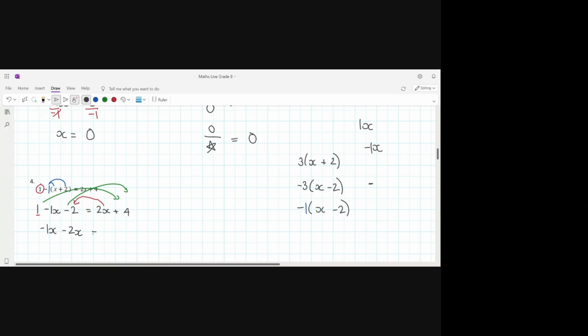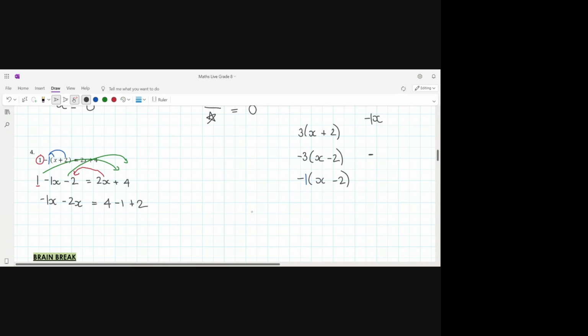Lovely. What do I now have on the other side? I've got 4 minus 1 plus 2. Good. Beautiful. Add for me, please, my darling. And then, ma'am, we are going to solve the equation, which is negative 1 minus 2, which is going to be negative 3x, is equal to 5. Good. X is on its own. So what's our next move?